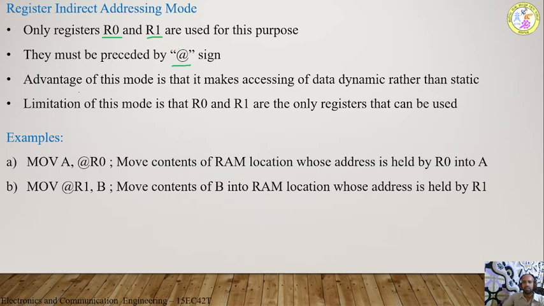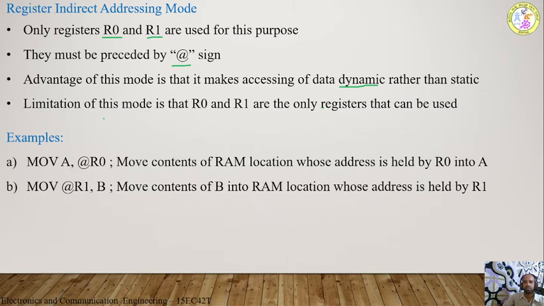The advantage of this mode is that it makes accessing of data dynamic rather than static. Dynamic means that during the execution of the program, we can quickly access the data. That is called dynamically accessing the data. We can easily understand this once we write some code using register indirect addressing modes, which we shall see in the further classes.